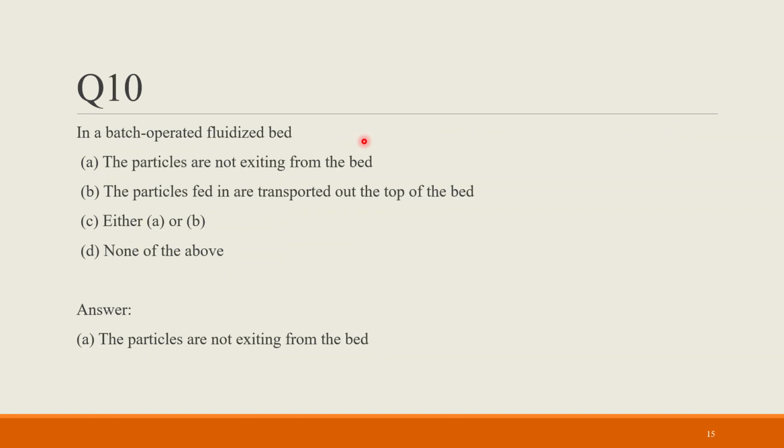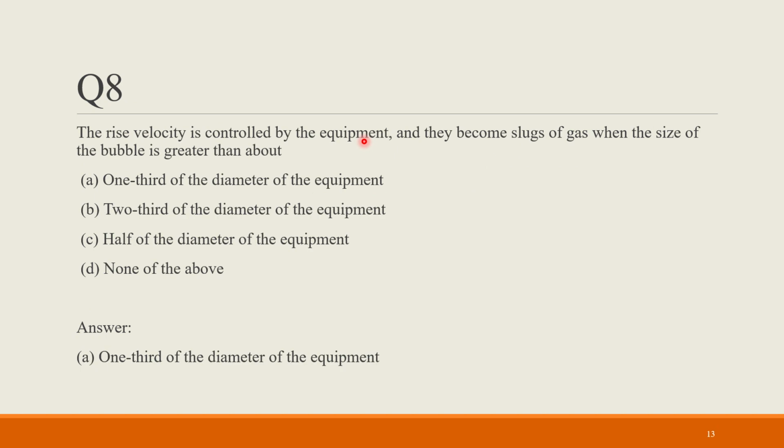Question 8. Okay. Rise velocity is controlled by the equipment and they become slugs of gas when the size of the bubble is greater than 1/3 of the diameter of the equipment, 2/3 of the diameter of the equipment, half of the diameter of the equipment, none of the above. Okay.